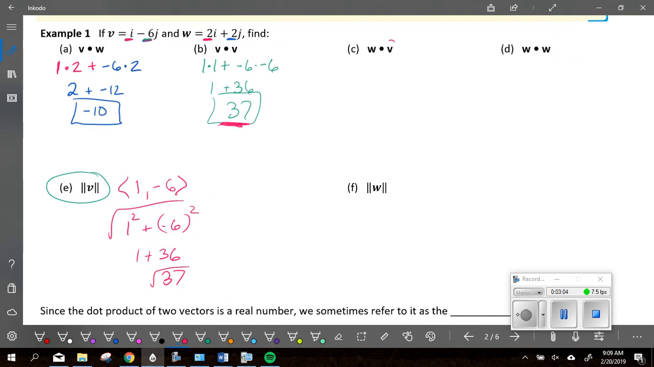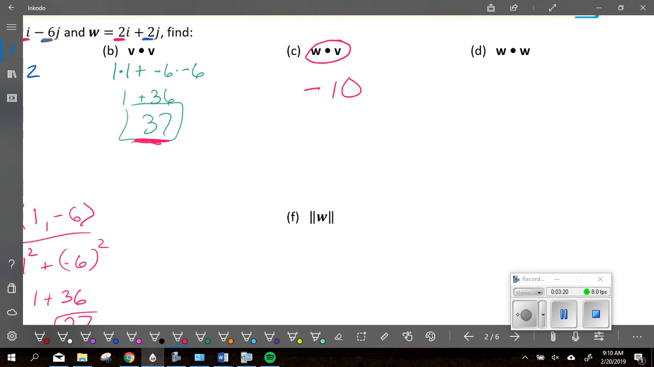What do you think w times v was if v times w was -10? -10. The properties that we talk about with multiplication, 2 times 3 is 3 times 2. Same thing is true here with dot products. Find these two things. Find D and F really quickly. Know that once you find D, F should be a lot easier. I'm going to give you like 20 seconds. Go.